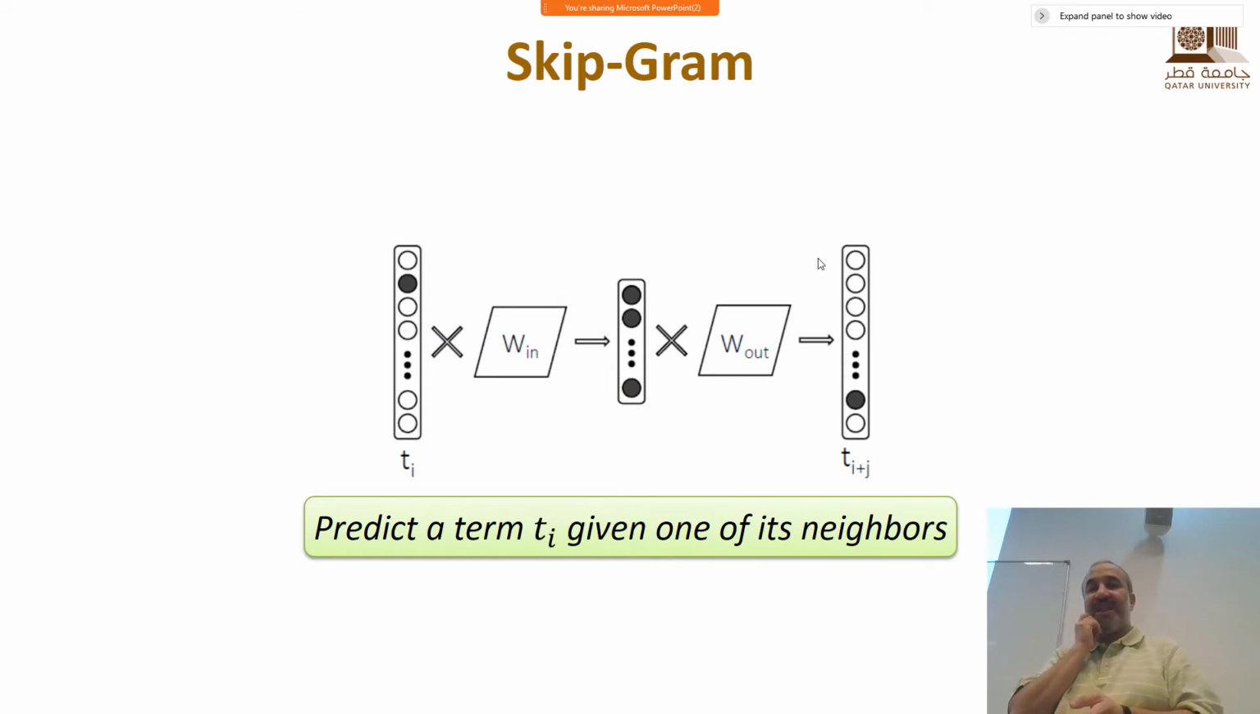So the first one is skipgram. The idea of skipgram is to train a model that will predict a term given one of its neighbors. Let's put aside for now how the model is actually learned. But the goal in that model is, given one word, I want to predict a term that appears in the neighborhood of that first term.